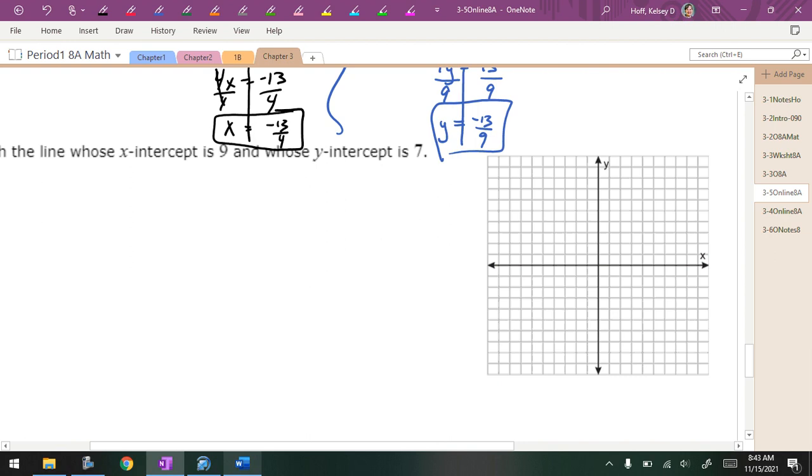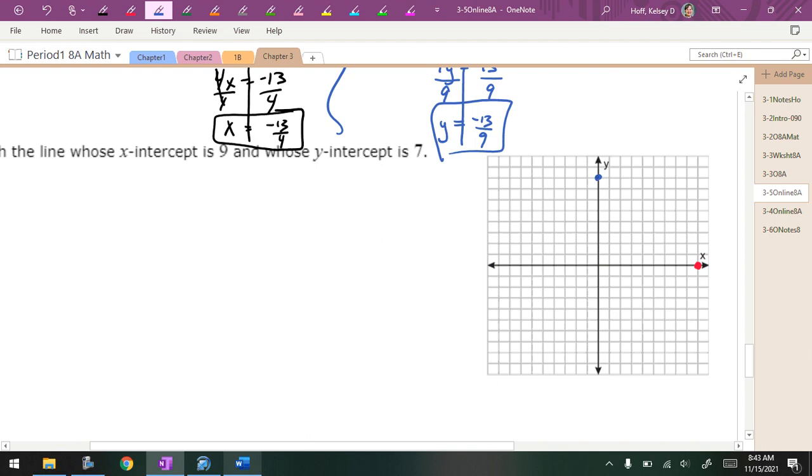X-intercept is 9. X-axis, positive 9. Which direction do I go? To the right. 9. 1, 2, 3, 4, 5, 6, 7, 8. Way over on the end, towards Miss Hoosier's room. Very good. Way over to 9. That's my x-intercept. My y-intercept is 7. That's got to be on this line. And so we go up. Why do we go up, Tony? You're right. Very good. So we go up 7. 1, 2, 3, 4, 5, 6, 7.